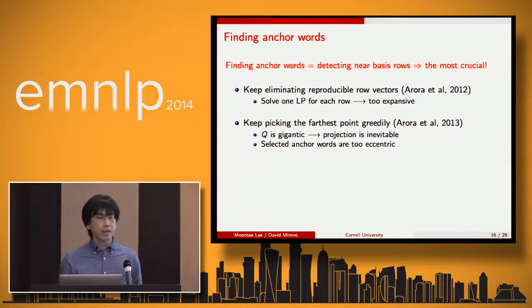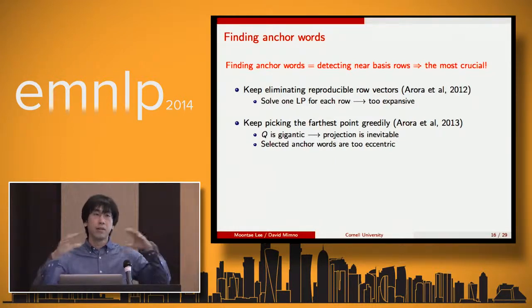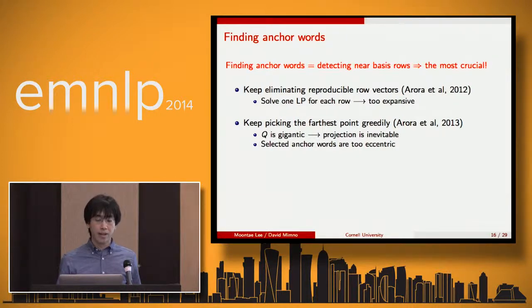2013, they utilize the Gram-Schmidt process by repeatedly picking the farthest point and projecting every other point into the orthogonal complement of the current linear space. And by repeating that until we find k different points, they choose those anchors. But the problem is Q is gigantic. Let's say the number of words is 10,000, then Q will be a 10,000 by 10,000 matrix. So projection is inevitable. And the selected anchor words, as you already briefly saw in the introduction slide, are too eccentric.